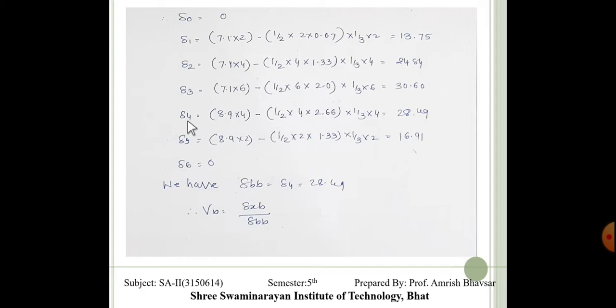Now let's see what is done over here. We now have delta up to position 6, but for delta BB, where we have taken the unit load at position number 4, delta 4 is equal to our delta BB. So VB is equal to delta XB upon delta BB.